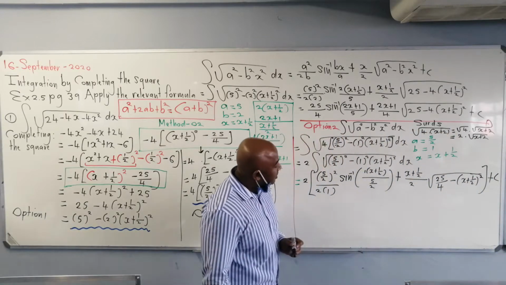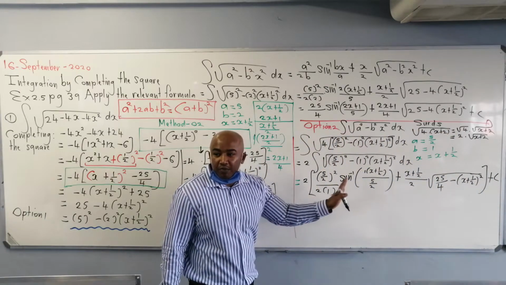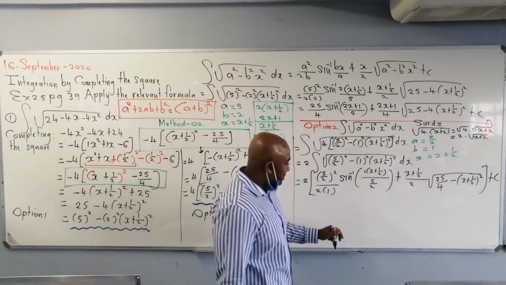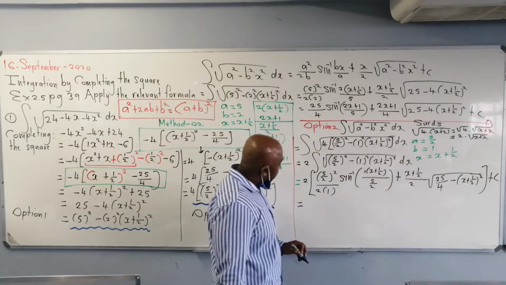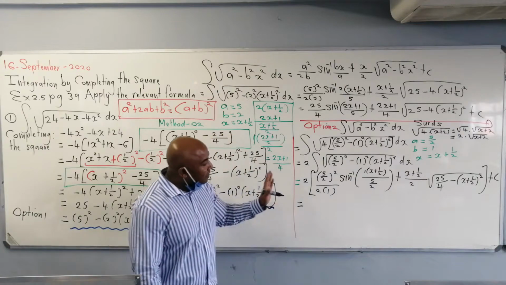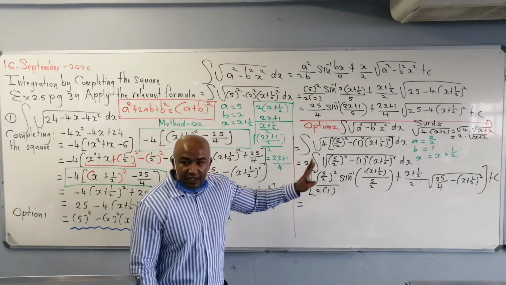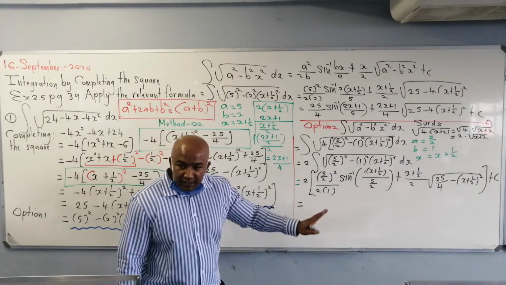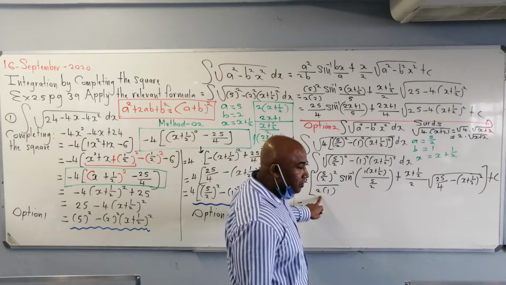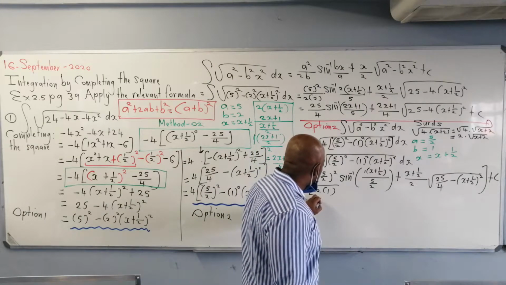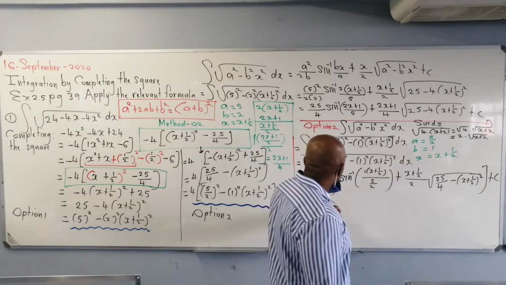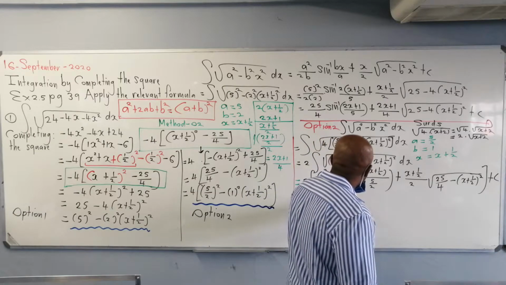So this is option number 2. I'm just going to simplify. The main job is done now. So what am I going to do now? I'm going to multiply the 2 inside. So 2 and 2 will cancel, and I end up with just 25 over 4 times inverse sine.